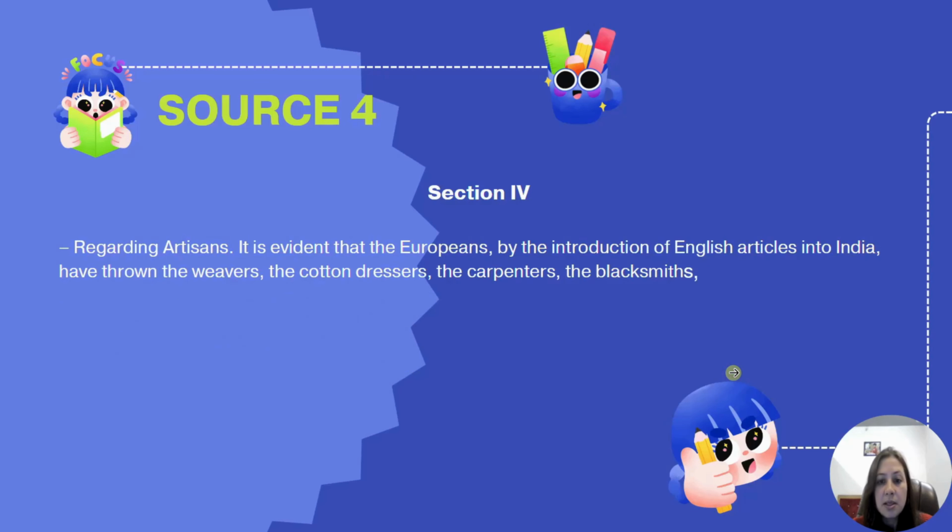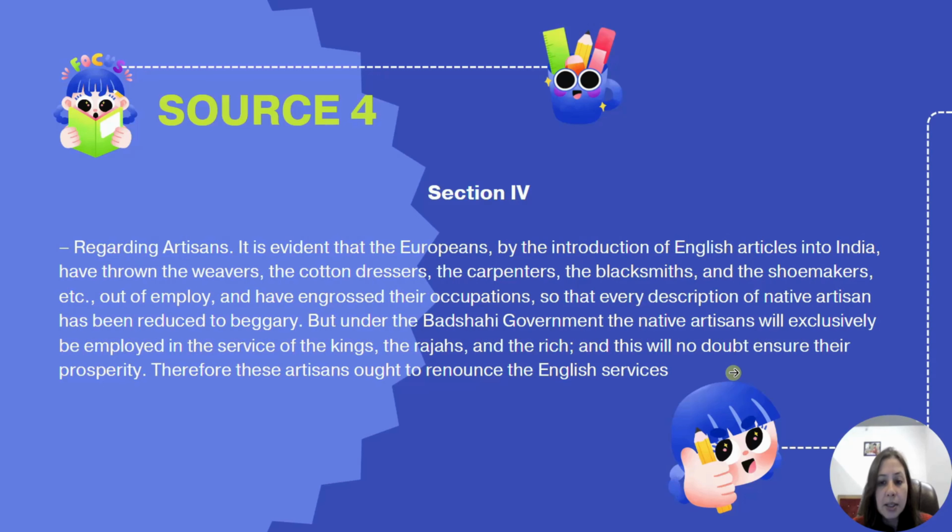So now let's see. The fourth group is the artisans. By artisans, we mean the weavers, cotton dressers, carpenters, blacksmiths, shoemakers, etc., out of employ and having lost their occupations, so that every description of native artisan has been reduced to beggary. But under the Badshahi government, the native artisans will exclusively be employed in the service of the kings, the rajas, and the rich, and this will no doubt ensure their prosperity. Therefore, these artisans ought to renounce the English services. So they wanted the Badshahi government to come back and the British Raj to end.